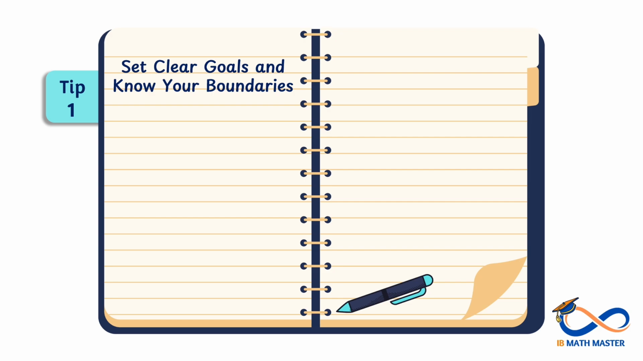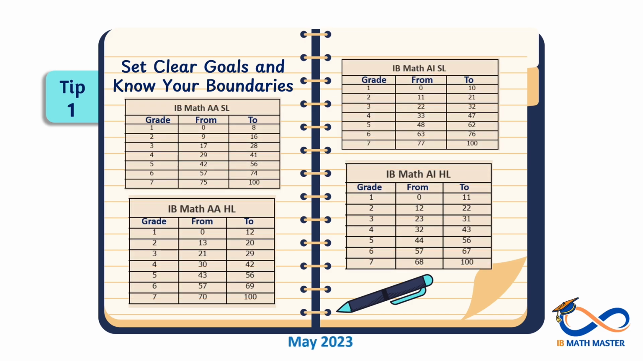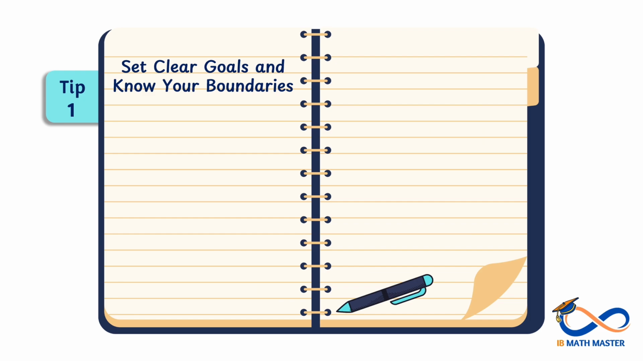Set clear goals and know your boundaries. First, set some clear goals for yourself. If you're aiming for a 7, it's super important to understand what it means in terms of grade boundaries. Take some time to look up the latest IB grade boundaries for your course, so you know exactly what you need to score. Setting goals provides clear direction, and trust me, it's a huge motivator.